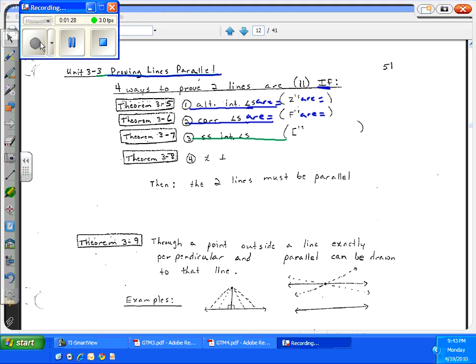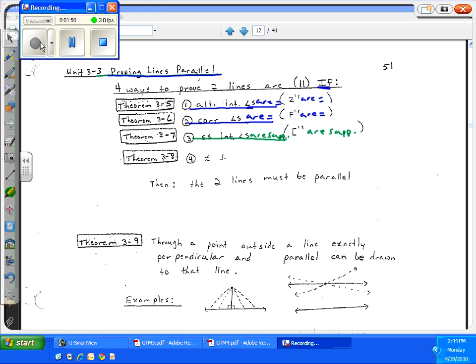If two lines are parallel, then same side interior angles are supplementary. Conversely, if same side interior angles are supplementary, then we can reach the conclusion that the lines that form them are parallel.